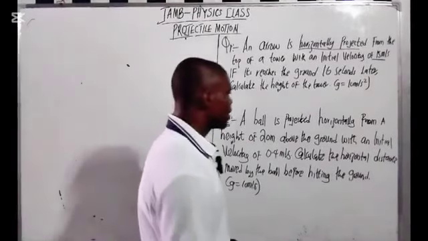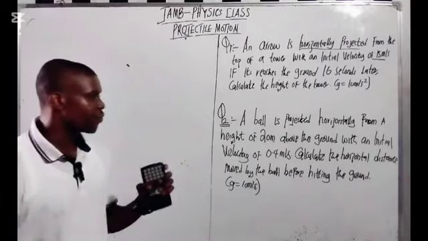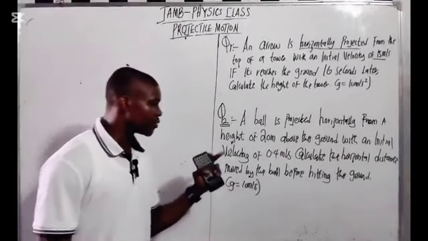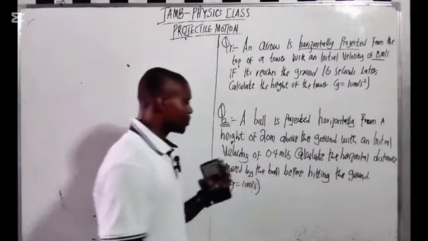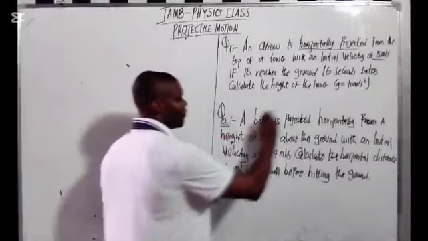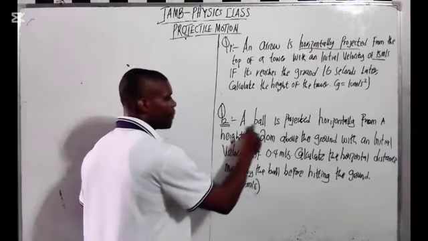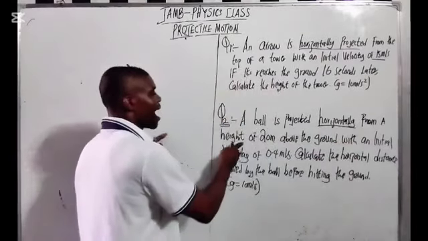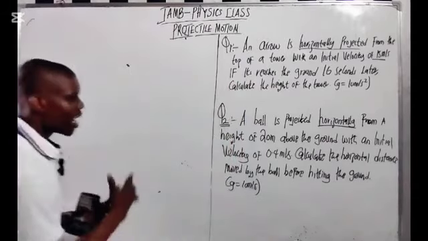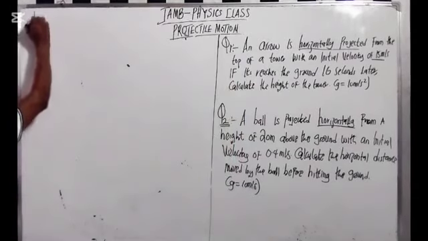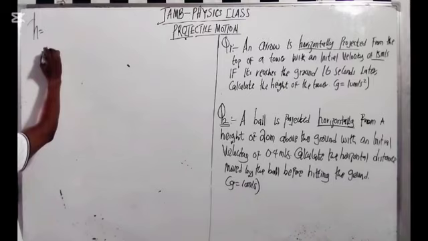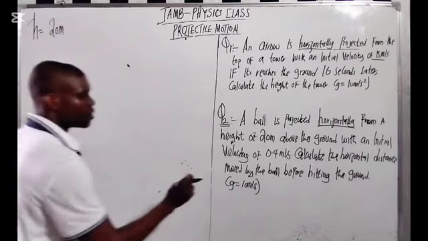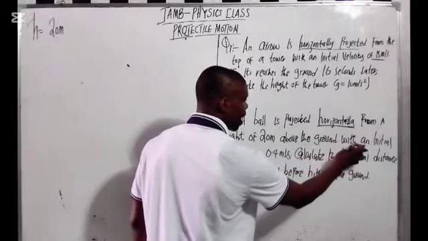You say that a ball is projected horizontally from a height of 20 meters above the ground with an initial velocity of 0.4 meters per second. Let's analyze the first sentence here. A ball is projected horizontally, right, from a height. So the height is 20 meters, right? Now above the ground with an initial velocity.